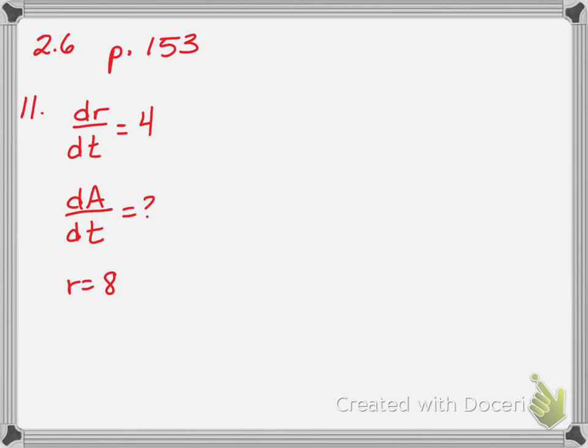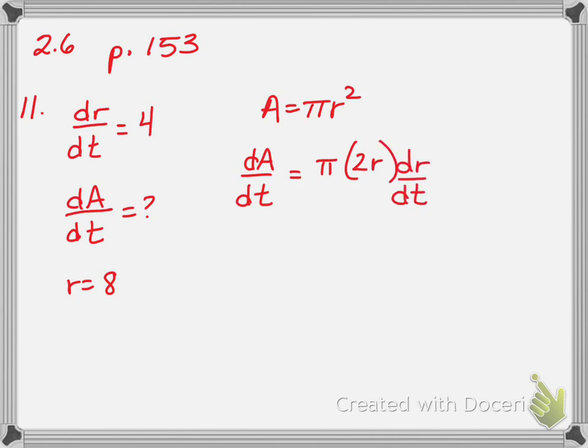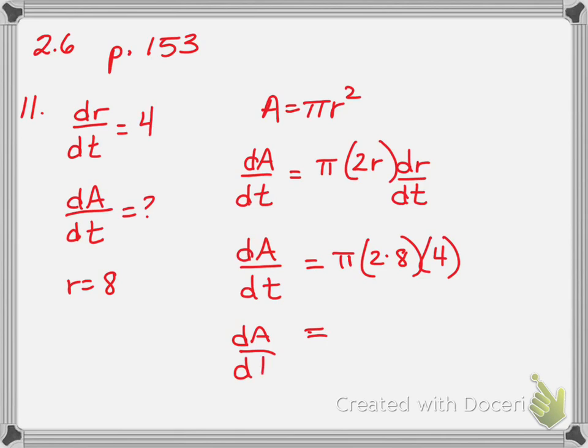So we need a formula that deals with area and radius of a circle. So we have A equals pi r squared, and I do provide the formula that you would need. So we need to do implicit differentiation. So we have dA/dt equals pi times 2r dr/dt. dA/dt is what we're trying to find. r is 8 and dr/dt is 4. So the rate that the area is changing is 64 pi. And area is measured in square units, so this is centimeters squared per minute.